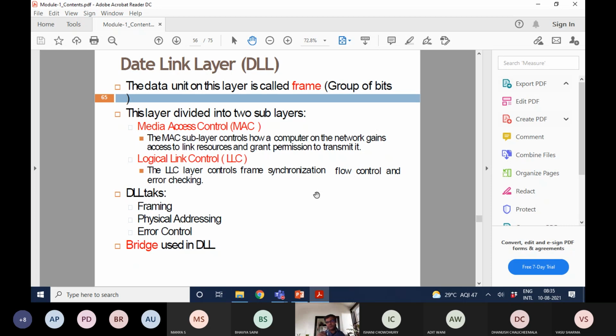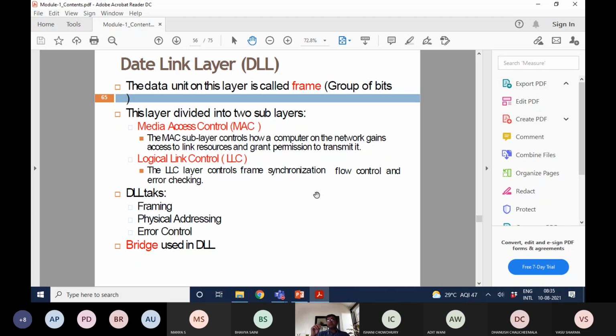One is the MAC sub layer, another is the LLC sub layer. MAC is media access control, and LLC is logical link control. So these are the two sub layers we are using. Now we will see what the responsibilities of these two sub layers are.